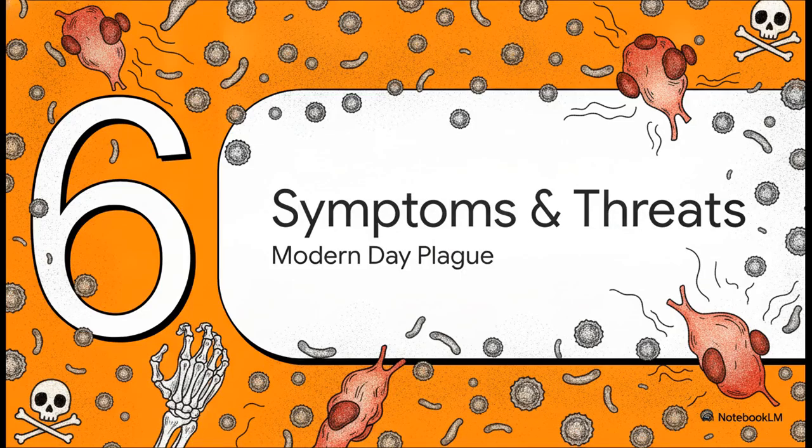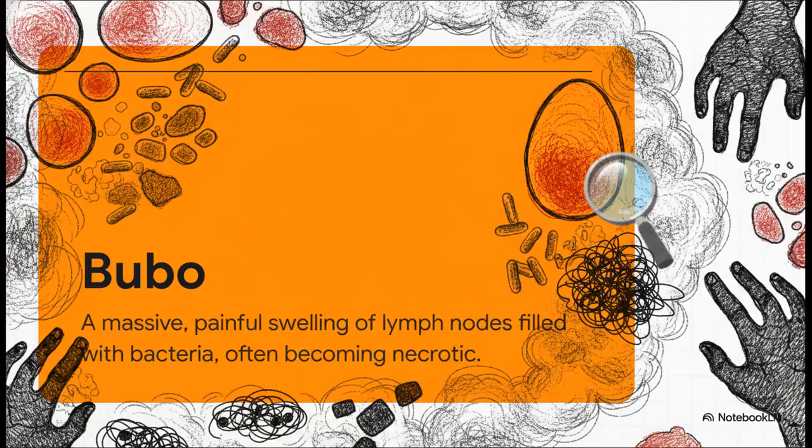Part 6. Symptoms and modern threats. All right, zooming back out from the microscopic level, we start to see the horrific physical consequences of all this unchecked replication. Because by the time the immune system finally realizes what's happening, it's way too late. The bacteria have multiplied into the millions. That massive delayed immune response triggers a devastating cytokine storm. Your lymph nodes become packed with dead bacteria and immune cells, swelling to the size of actual eggs. These are the infamous buboes, incredibly painful and prominent in areas like the groin or armpit.